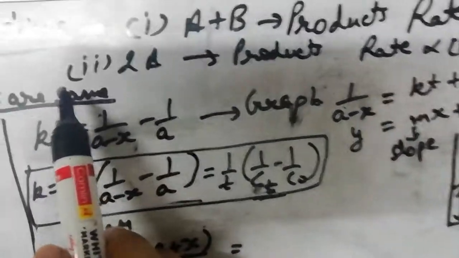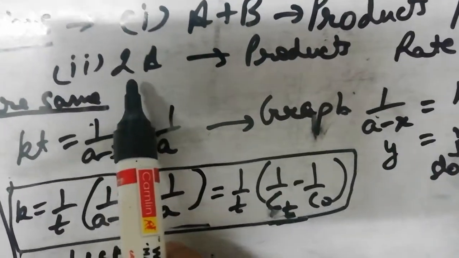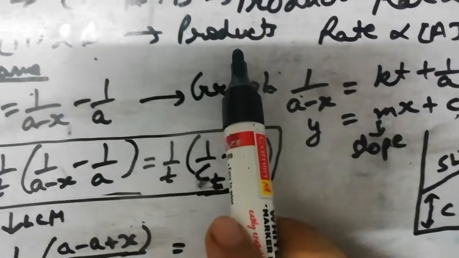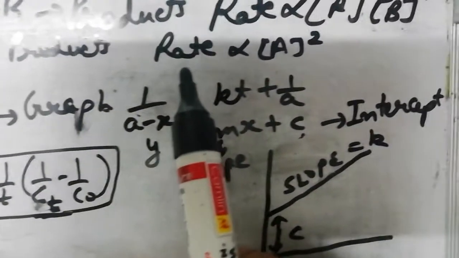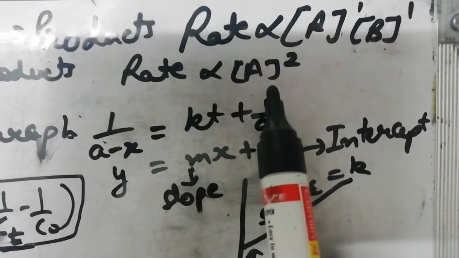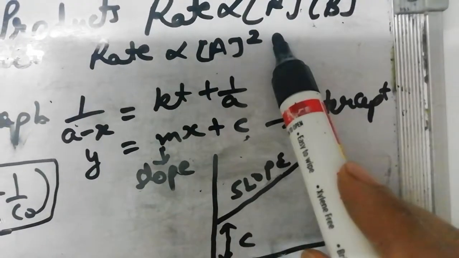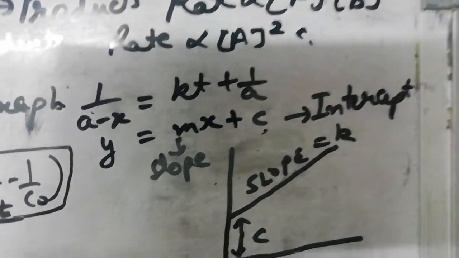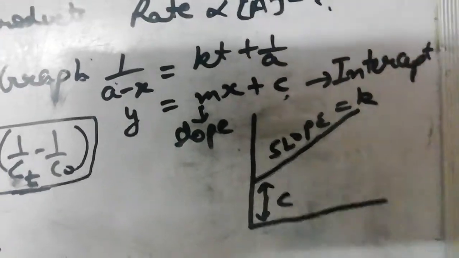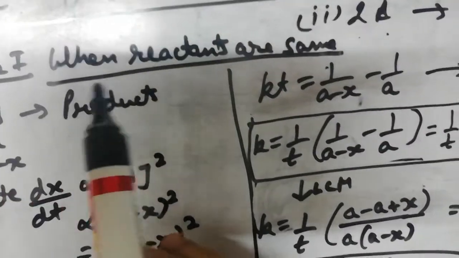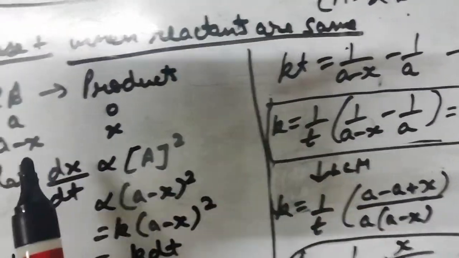Another case is when both the reactants are same. That is, let us suppose 2 moles of A give the products. So how will we write the rate of reaction? Rate of reaction is directly proportional to the concentration of reactant raised to the power of the number of moles, so raised to power 2. Here the order of the reaction is 2, so it is an example of a second order reaction. We will discuss both cases one by one. So first is case 1, when both the reactants are same.